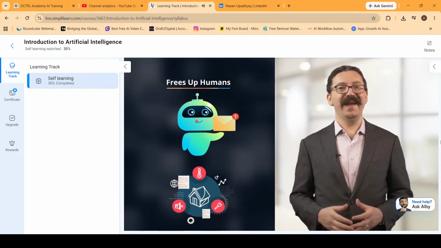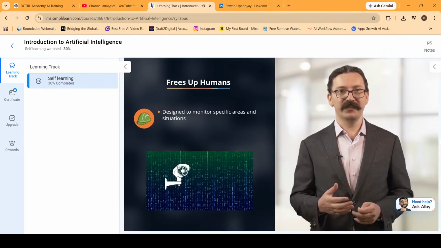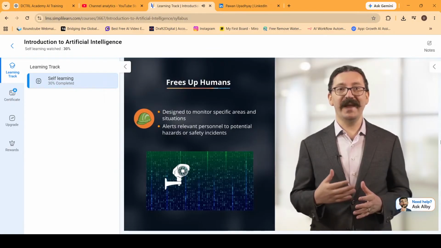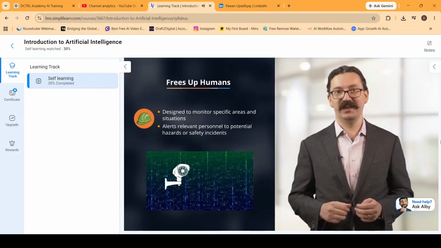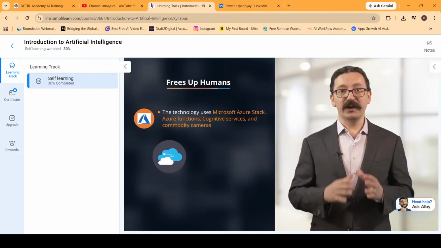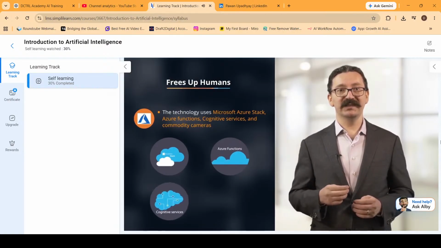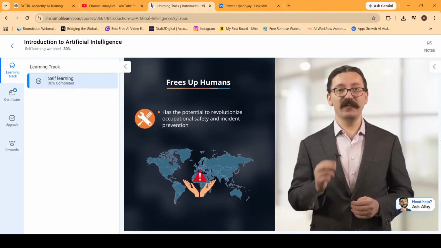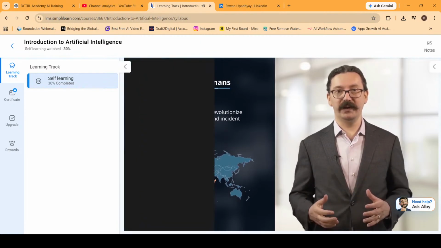Microsoft is pioneering AI systems designed to monitor specific areas and situations. The system alerts relevant personnel to potential hazards or safety incidents that can be controlled by immediate human intervention. This technology is based on Microsoft Azure Stack, Azure Functions, Cognitive Services, and Commodity Cameras. It has the potential to revolutionize occupational safety and incident prevention worldwide.